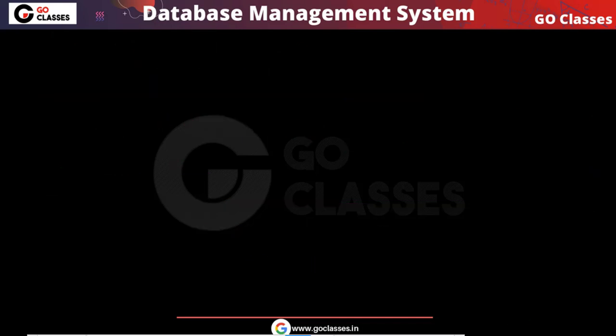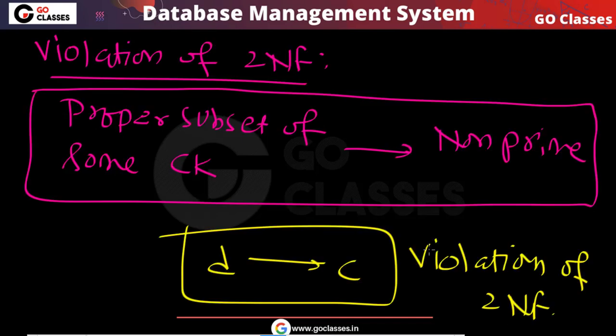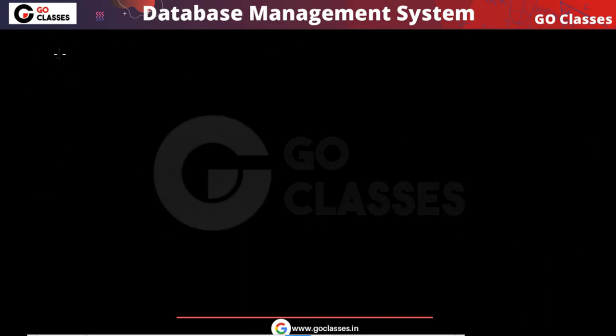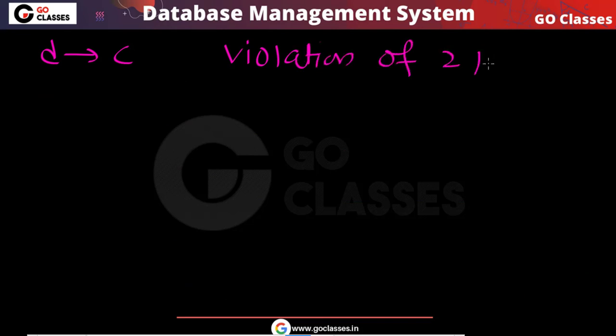Either you can check like this. So this is the violation of 2NF, and your relation is not in 2NF. I told you why: this is a violation because a proper subset of a candidate key is determining a non-prime attribute. So this is a violation of 2NF.